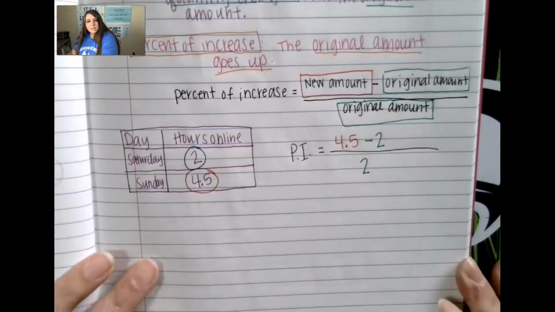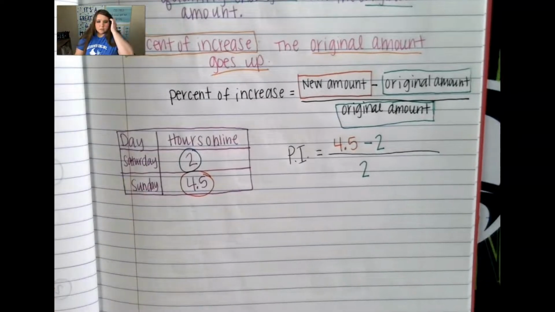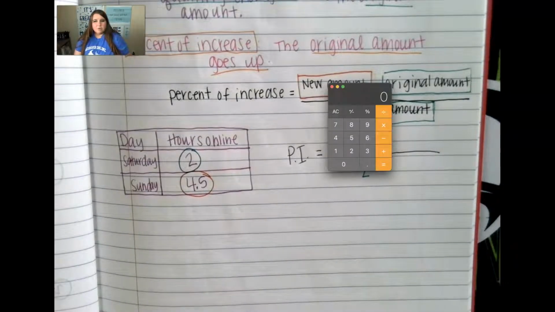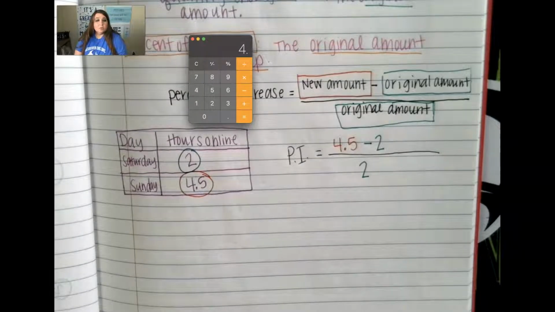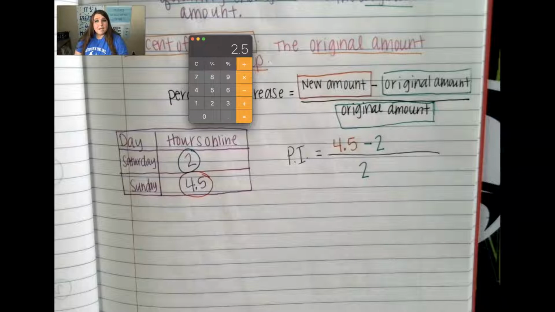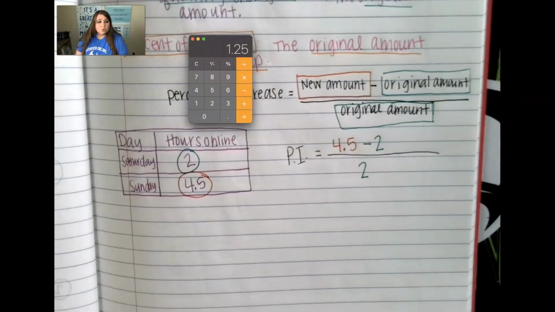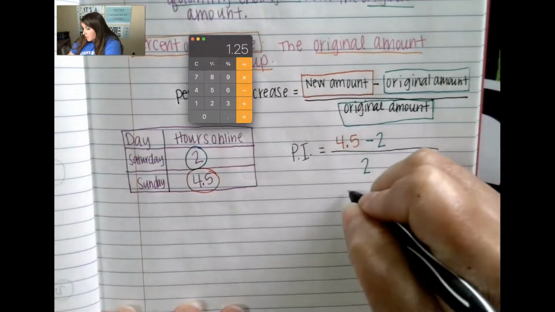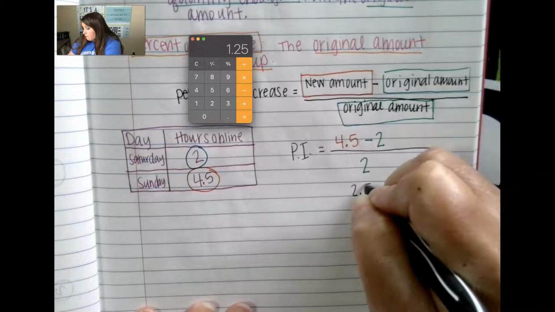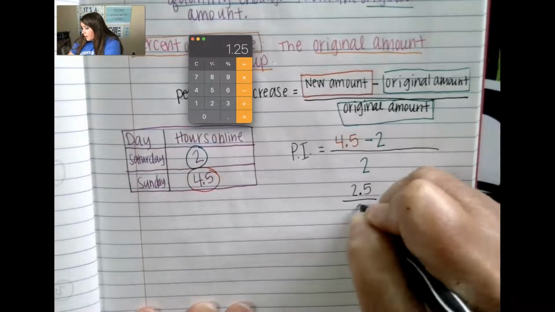Okay, so let's go ahead and look at a calculator, and then we will go from there. So we have 4.5 minus 2, which is going to give us 2.5, right? But then we're going to divide this by 2. And that gives us 1.25. So we did 2.5 divided by 2.